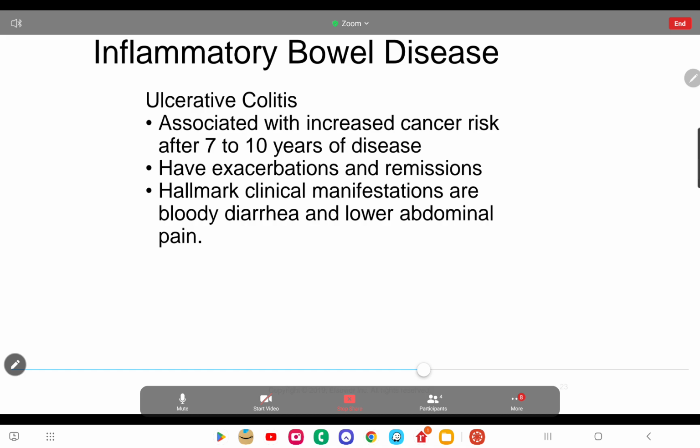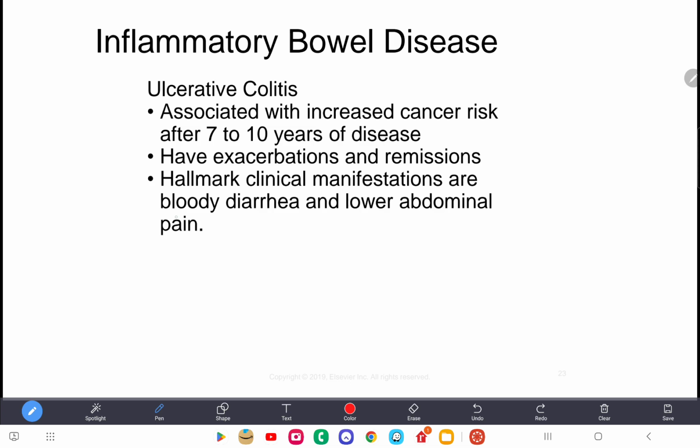Ulcerative colitis. What is ulcerative colitis? It is an inflammatory bowel disease. In inflammatory bowel disease, we have ulcerative colitis and Crohn's disease. Ulcerative colitis is extremely related to colon cancer. And in both, the patient is going to have the presentation of bloody diarrhea.